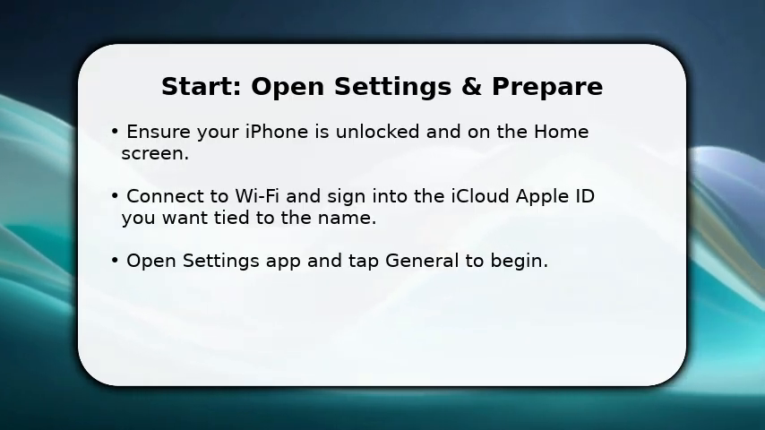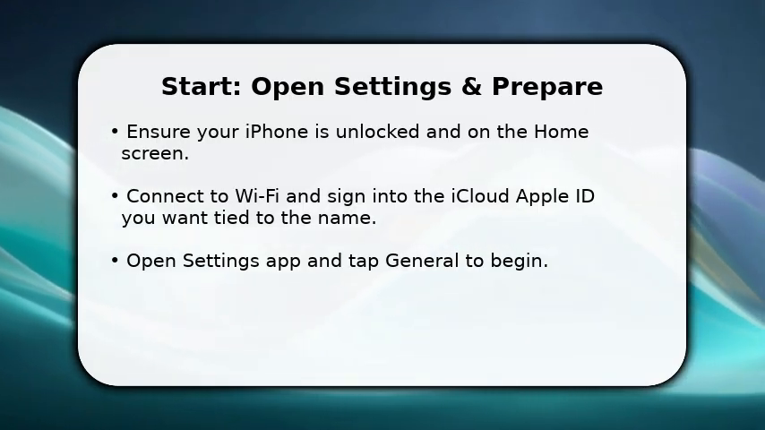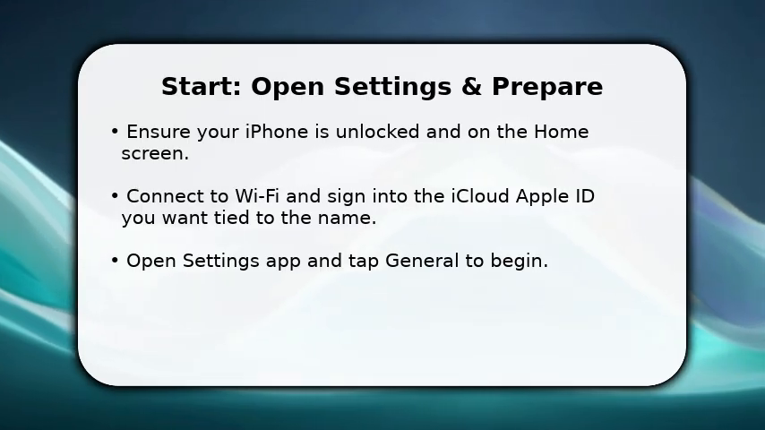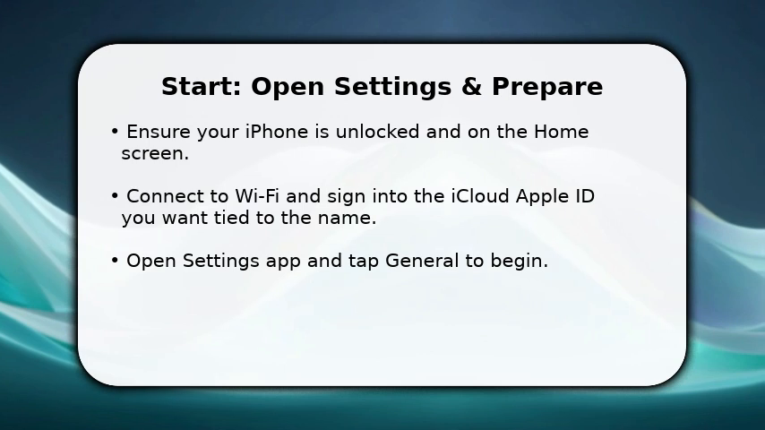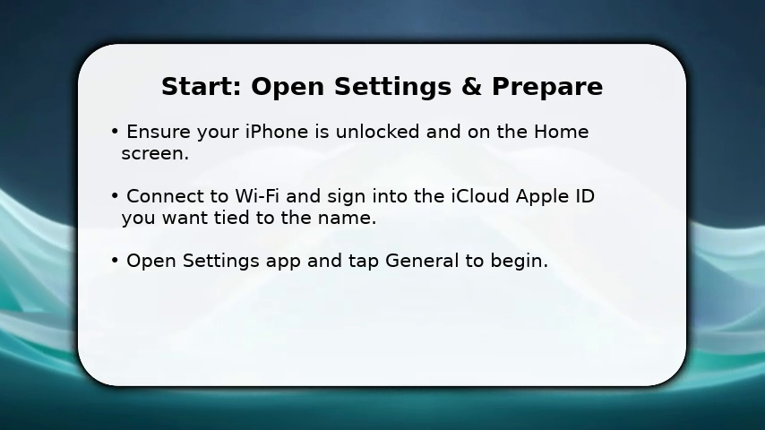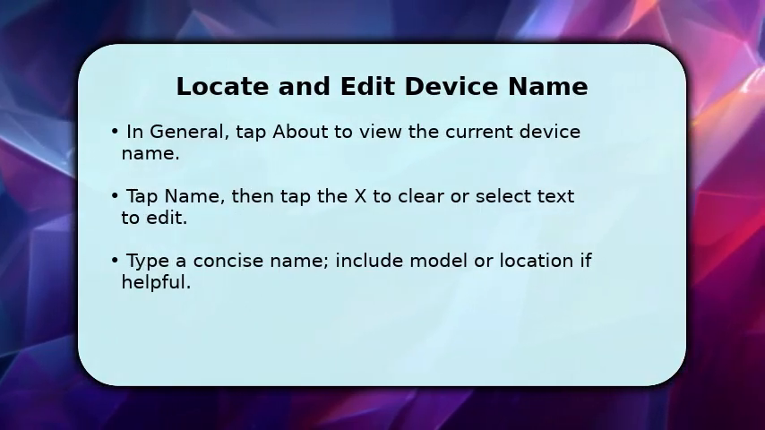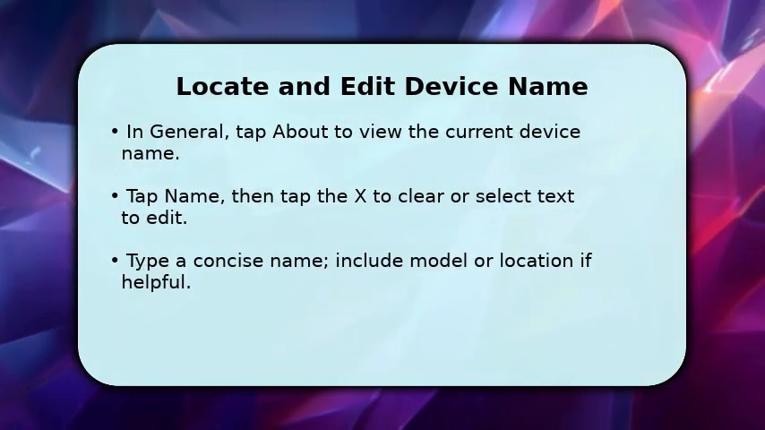You'll be changing the device name next, which affects AirDrop, iCloud devices list, and Bluetooth, so pick something clear and appropriate. Now tap About and find Name at the top. This is the editable field that many services read. Tap Name, then either clear the field with the X or select text to edit.